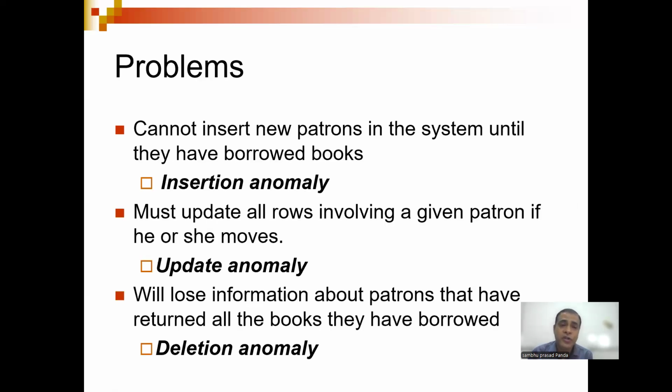Then what are the problems that occur while we are producing the normalized form? We cannot insert new patrons in the system until they have borrowed books. So it is called insertion anomaly. We must update all rows involving a given patron if he or she moves. This is called update anomalies. We will lose information about patrons that have returned all the books they have borrowed. This is called deletion anomalies. These problems may arise while we are doing the normalization.